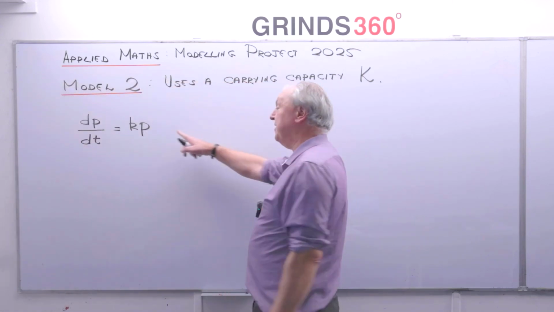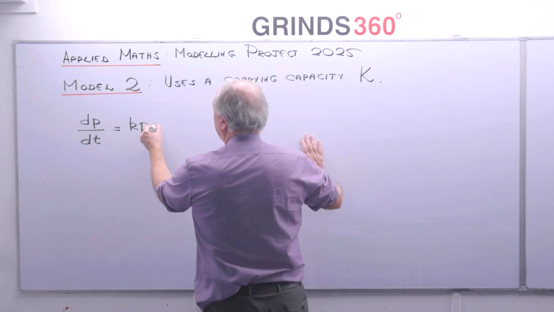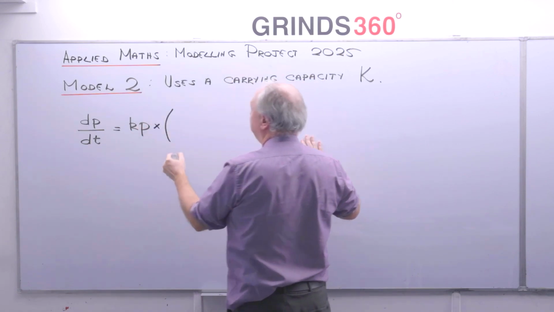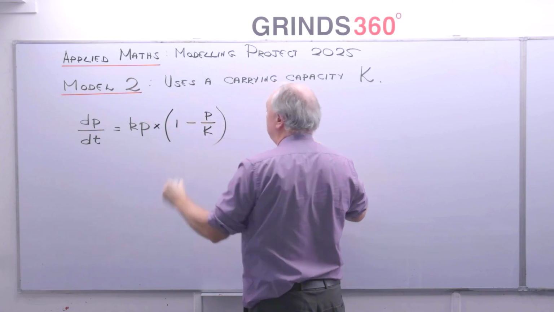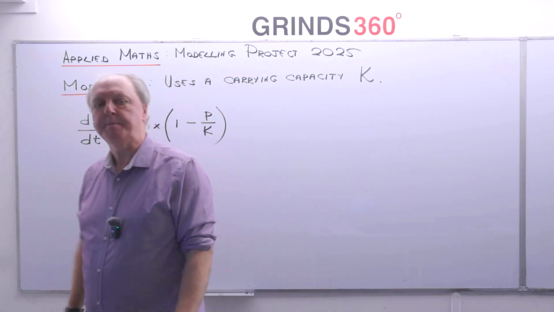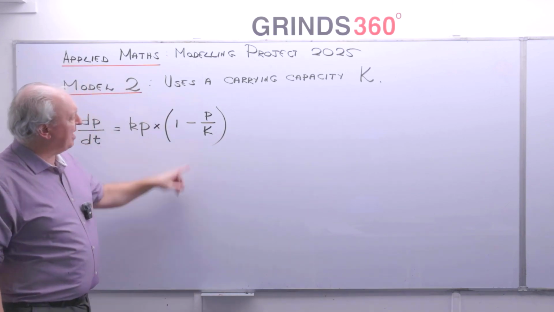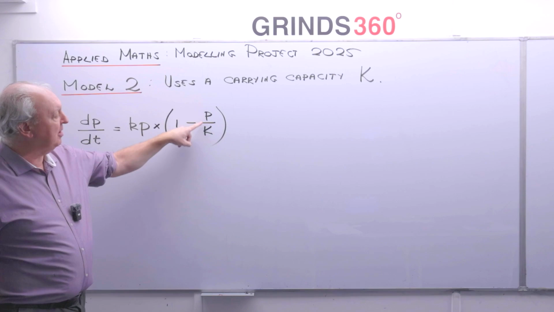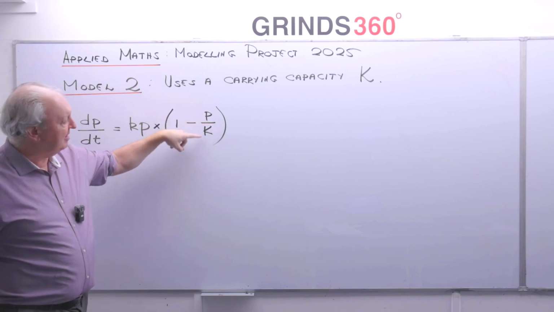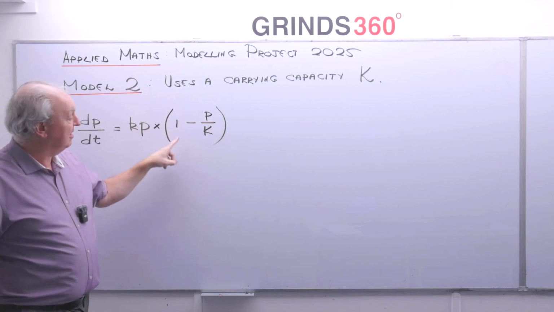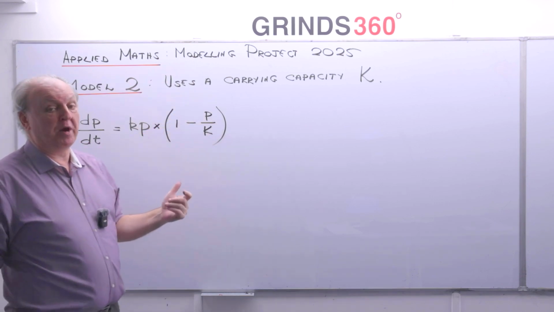So I want to modify this formula here. And this is how I'm going to modify it. I'm going to multiply that kp by a factor of 1 minus p divided by big K, the carrying capacity. Now let me think about that formula for a minute. When the population is very, very small compared to the carrying capacity, that's a very small number, close to 0. And therefore, that bracket ends up being 1. So you're back to Model 1, aren't you?